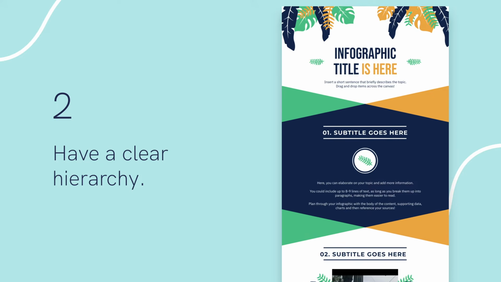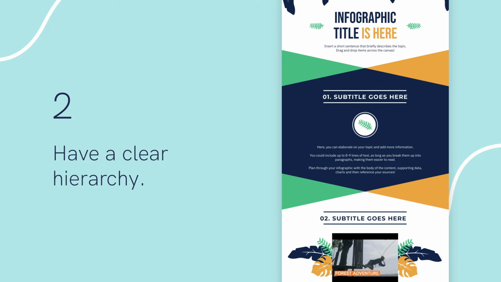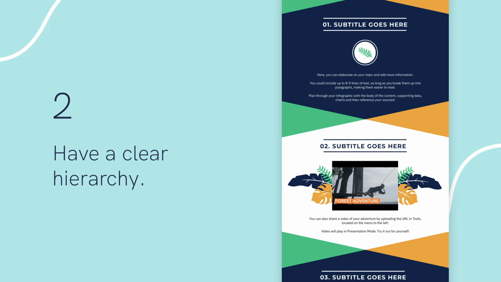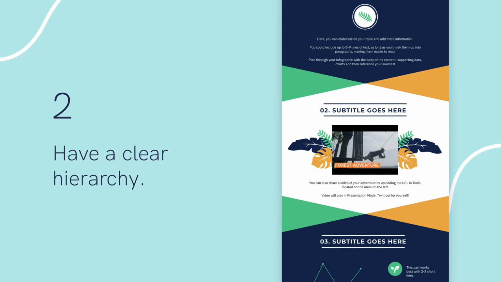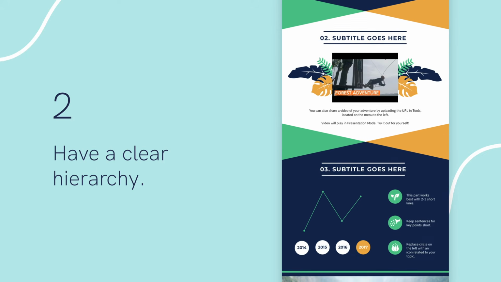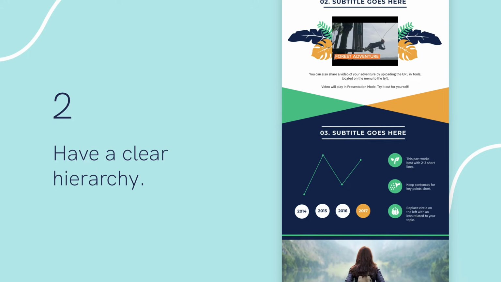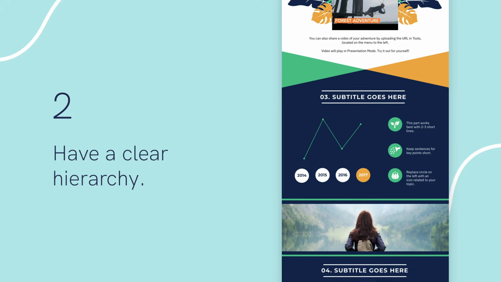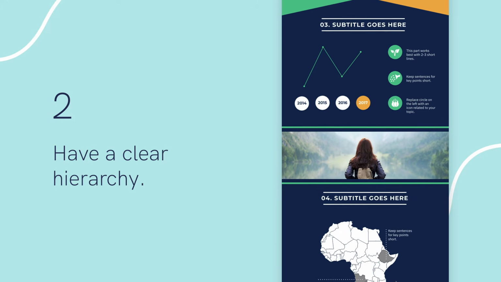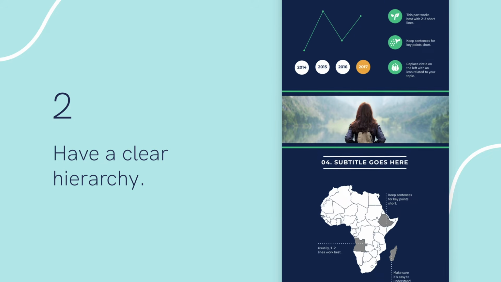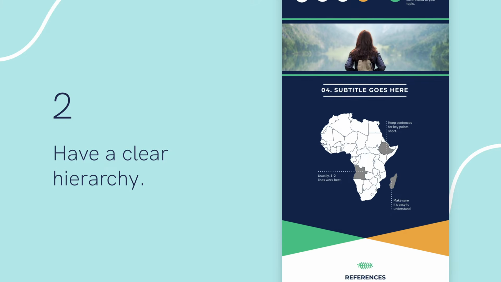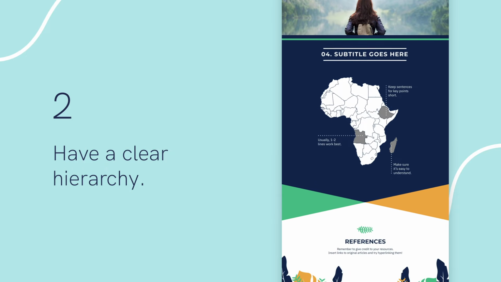2. Have a clear hierarchy. Next to visuals, you need to pay attention to the visual hierarchy in your infographics. Hierarchy is the way your text and visuals are structured and prioritized. These include headers, subheaders, paragraphs, text descriptions, visuals, and your call to action. At the most basic level, a clear hierarchy in your infographic guides your viewer as they scan the infographic.